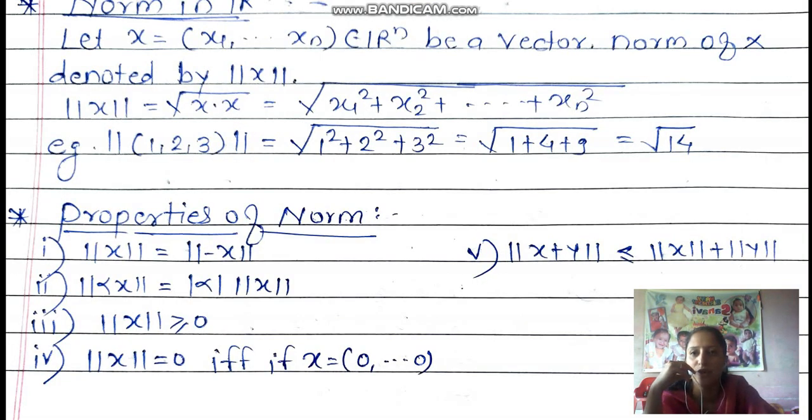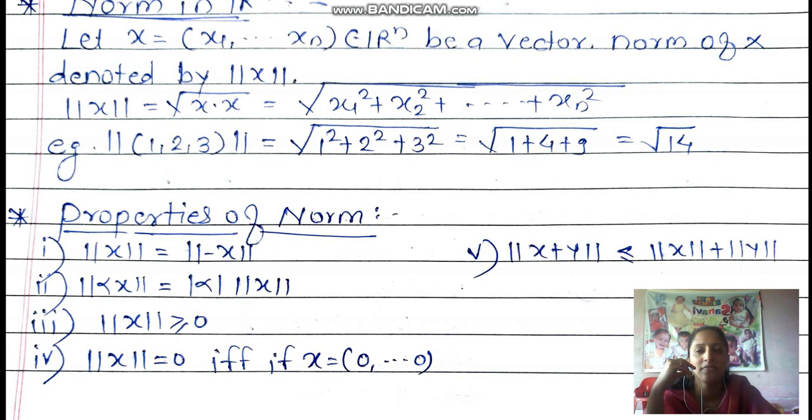Now the next one is norm. Now what is norm in Rn? Let x is equal to x1 to xn be a point in Rn or a vector in Rn. The norm of x is denoted by the symbol norm x, and it is defined as norm x is equal to the square root of x into x, that is the dot product of x with x, which is equal to the square root of x1 square plus x2 square and so on xn square by the definition of dot product.